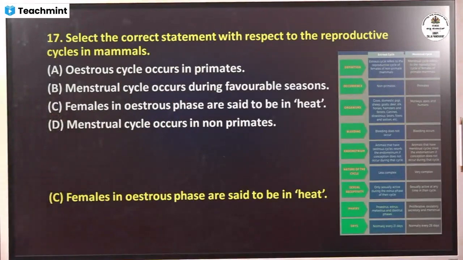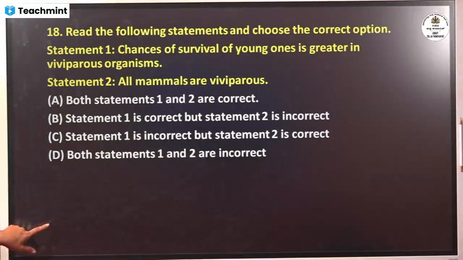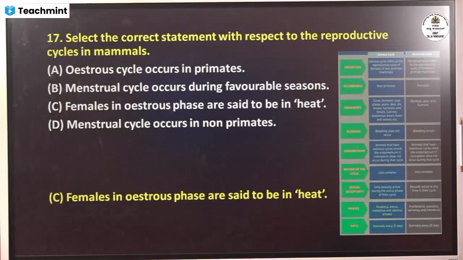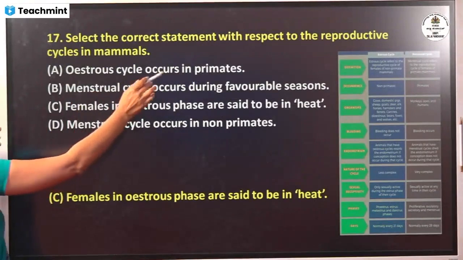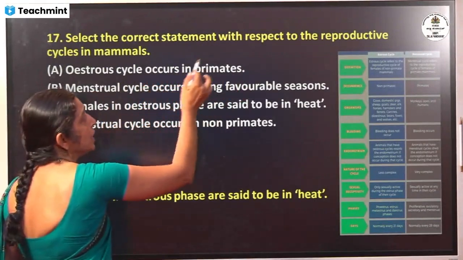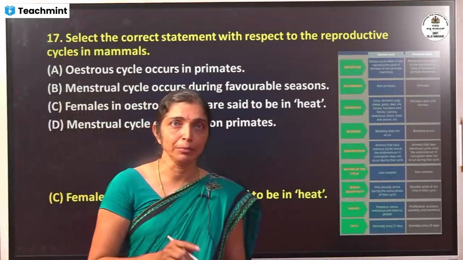And the correct statement, as it is already given, is females in estrous phase are said to be in heat. Now, why is this statement right? Why not the first one? Here you can see estrous cycle occurs in primates. So we know that this occurs in non-primates and not in primates.